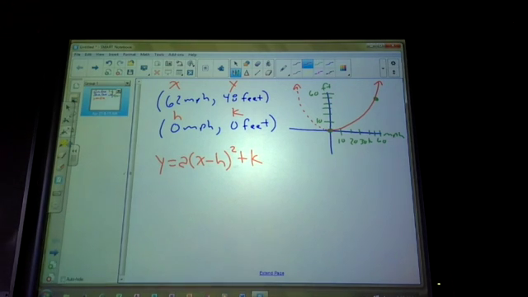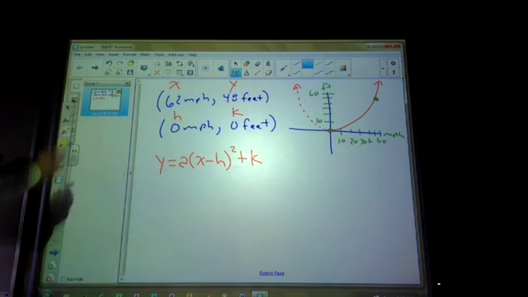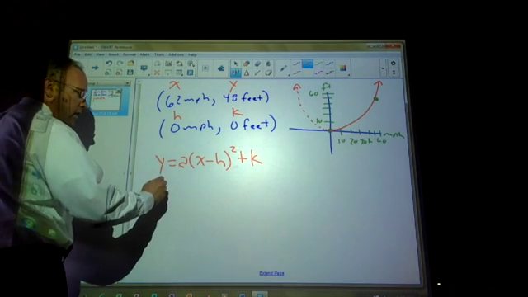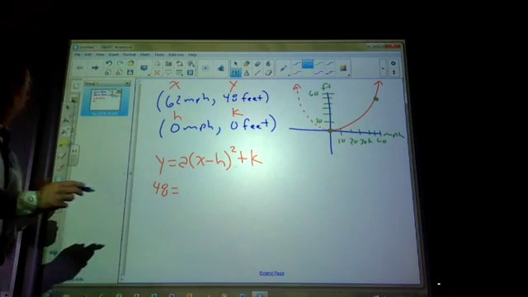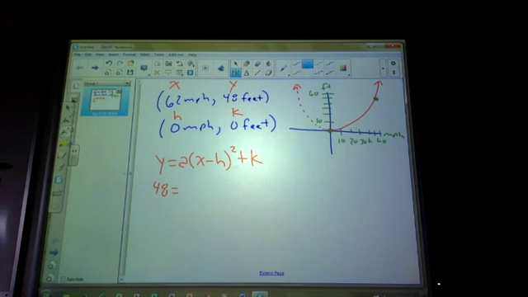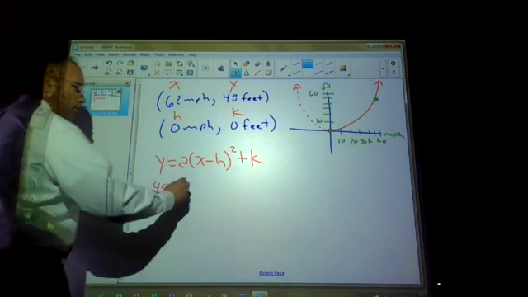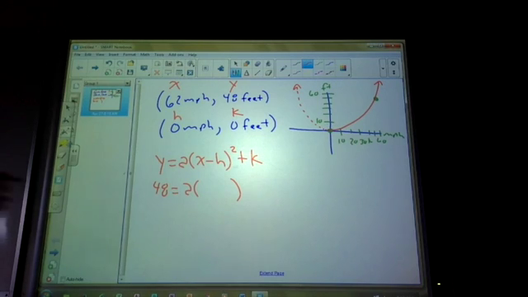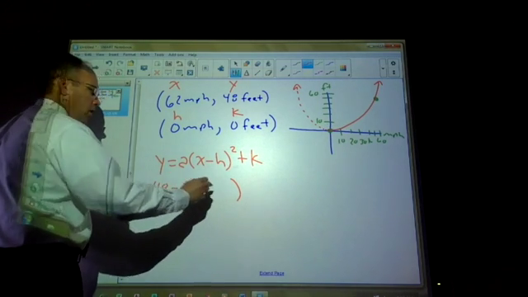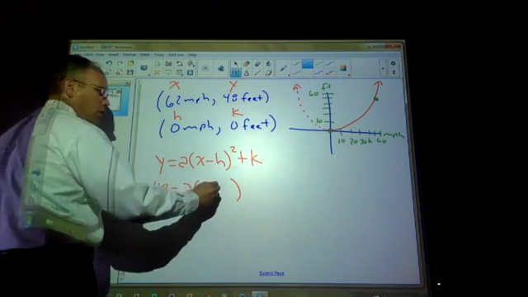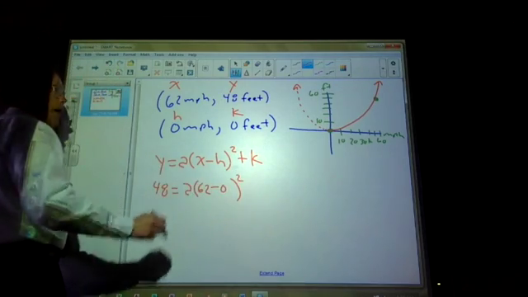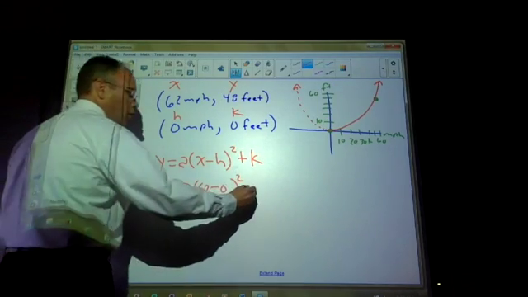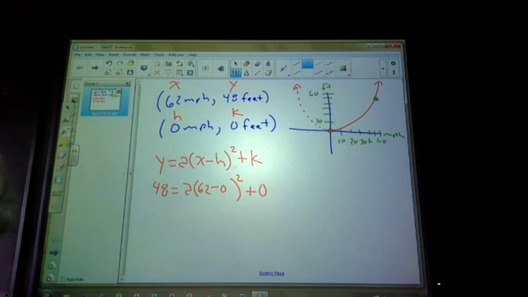Okay, so let's plug things in. Y is 48. A, do we know? No. Do I know X? 62. Do I know H? 0. Do we know K? Cool. If you have a calculator, can you get it out? Because I need help on this. I can't do it with my head.